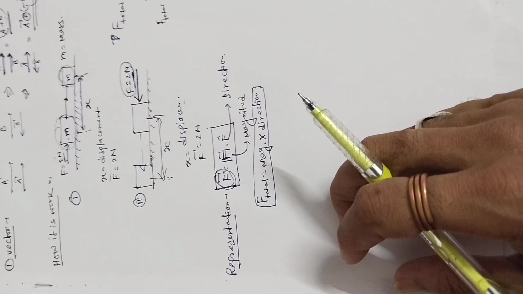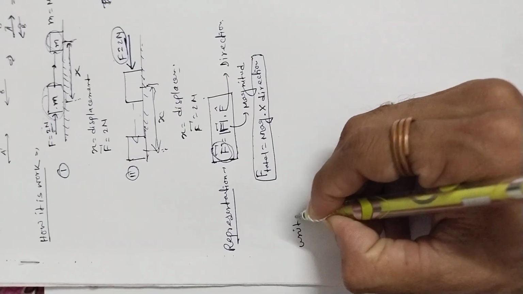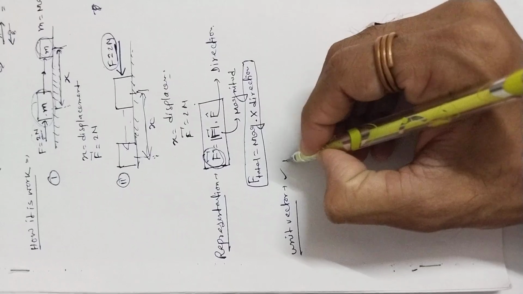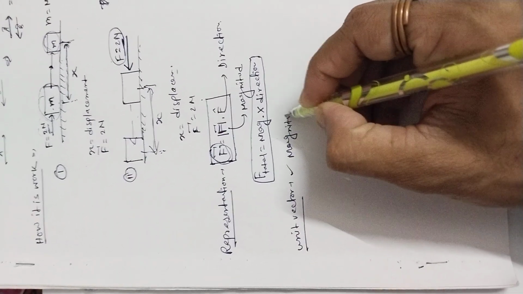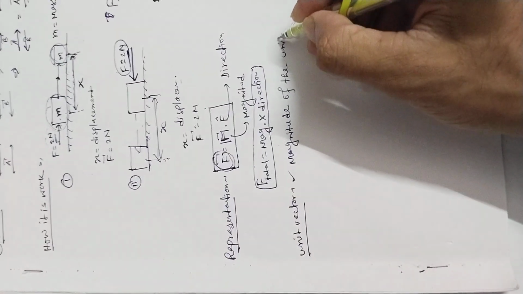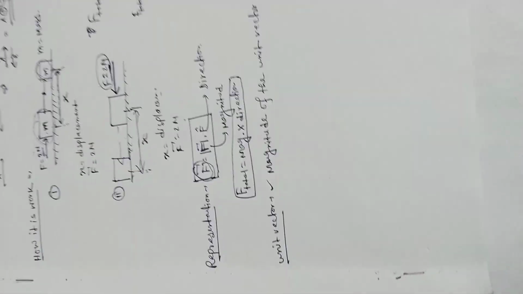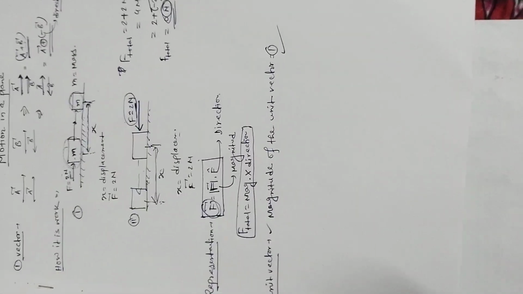The unit vector. Here we learn the magnitude of the unit vector equals 1. Only this is enough for the motion in a plane. The magnitude of the unit vector is 1.